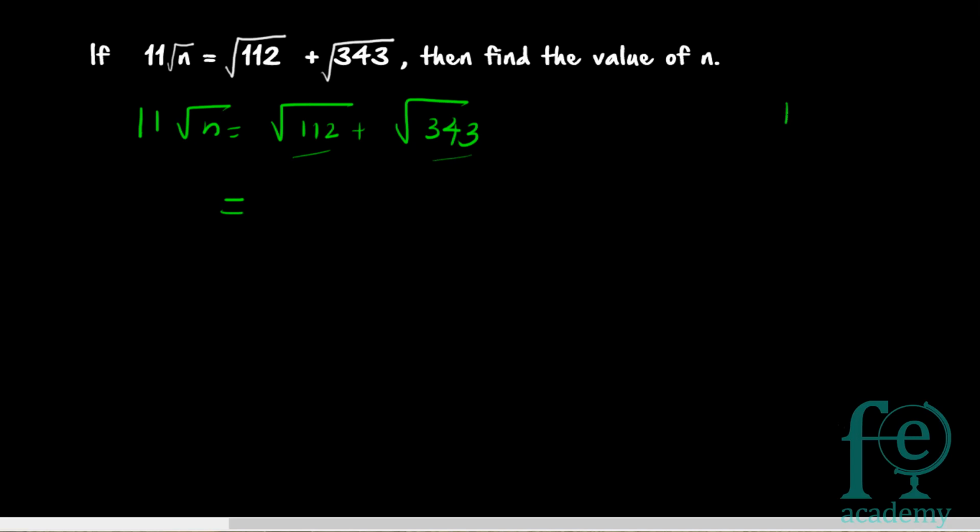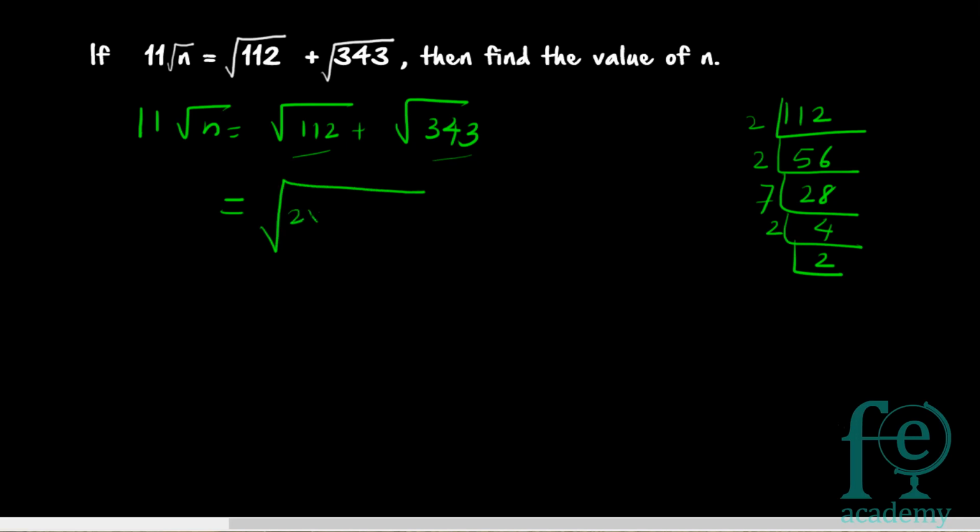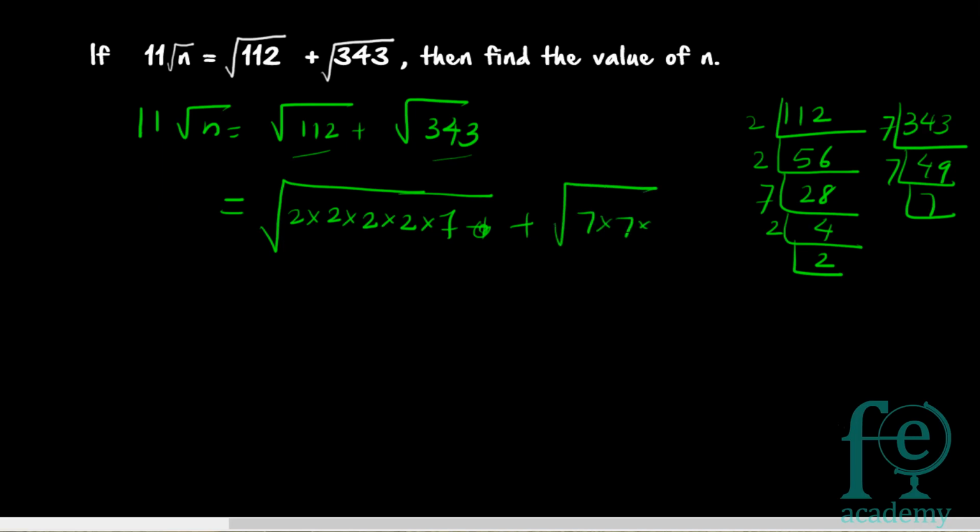So 112, how can you factorize? 112 by 2 is equal to 56. Then again by 2 is equal to 28. Then by 7 you will be getting 4, which is again equal to 2 and 2. So root of 112 can be written as root of 2 into 2 into 2 into 2 into 7, plus what about root of 343? 343 can be divided by 7, so you will be getting 49, and 49 is again 7 into 7. So root of 7 into 7 into 7.